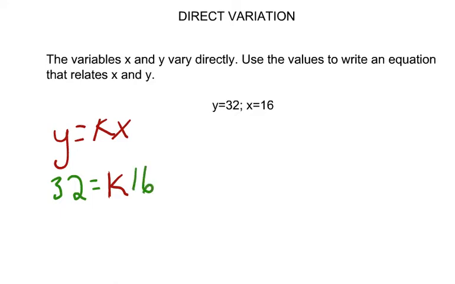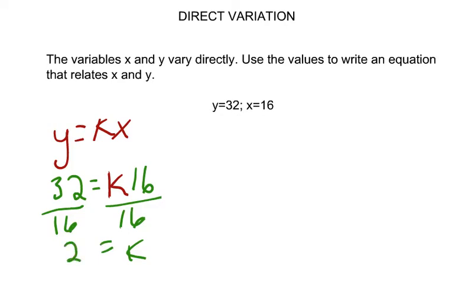So you want to get k by itself. When you do that, you have k times 16, so we're going to divide by 16 on both sides to get rid of it. And when you do that, you end up with k equaling 32 divided by 16, which is 2.